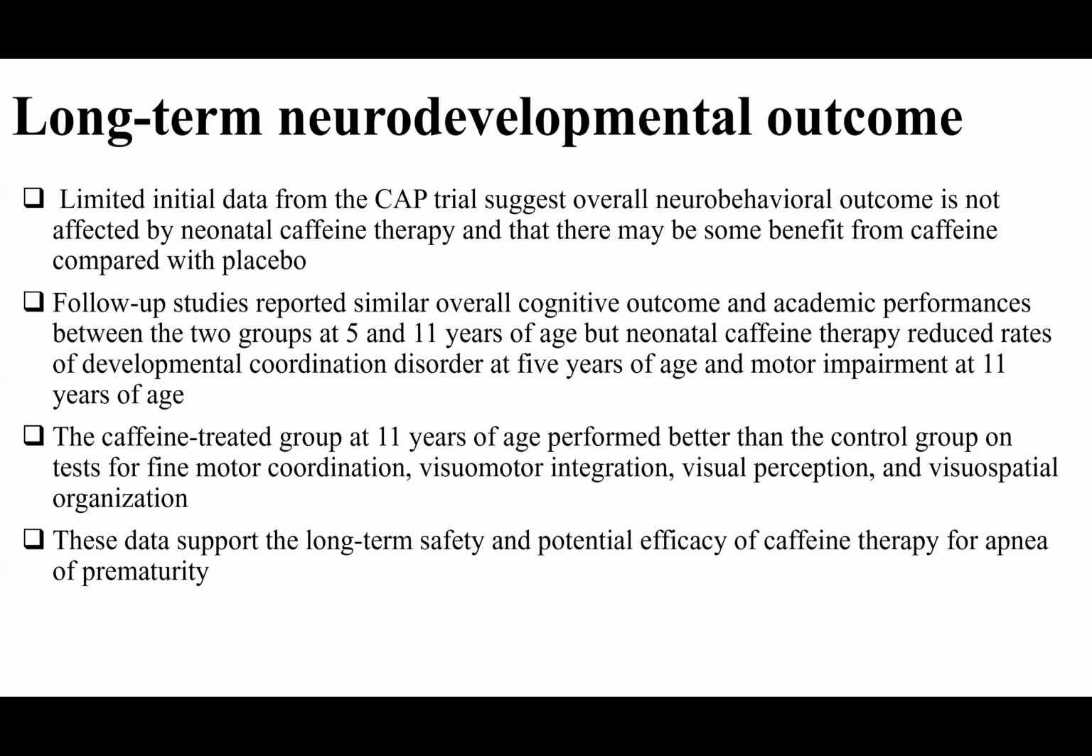Not only the neurodevelopmental outcome, they think that the fine motor coordination, the visual motor integration, the visual perception, and visual spatial organization are better. And when we say visual spatial, we mean 3D; visual perception is the 2D. So visual spatial organization is better in the caffeine arm. However, we're not sure, but we know it is very safe in the long term regarding side effects. So even if you don't get benefit long term, you will not cause harm to the neurodevelopmental outcome.